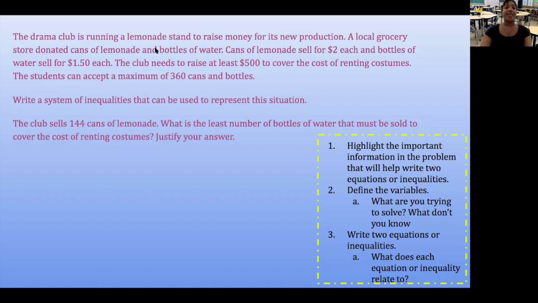It says, the drama club is running a lemonade stand to raise money for its production. A local grocery store donated cans of lemonade and bottles of water. Cans of lemonade sell for $2 each, and bottles of water sell for $1.50 each. The club needs to raise at least $500 to cover the cost of renting costumes. The students can accept a maximum of 360 cans and bottles. Write a system of linear inequalities that can be used to represent the situation.